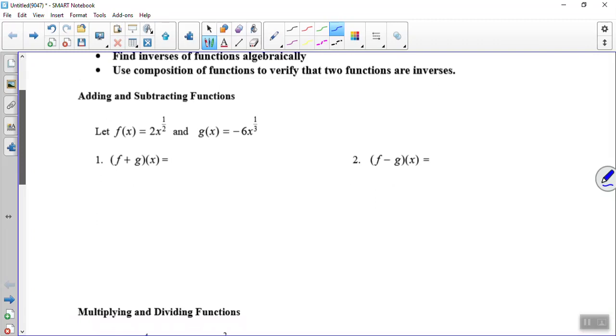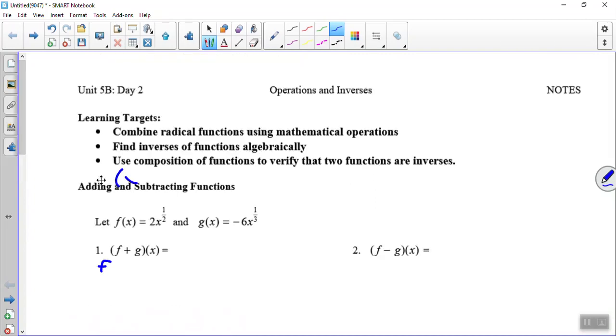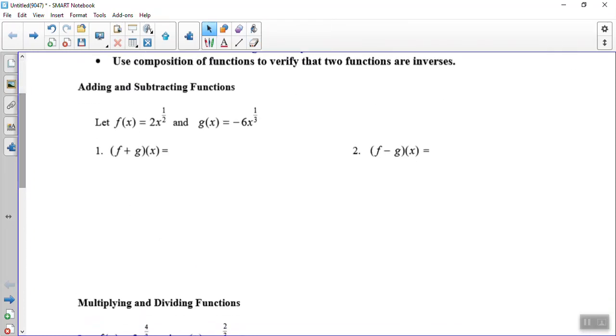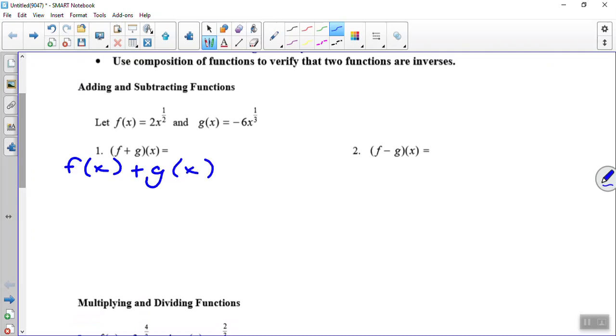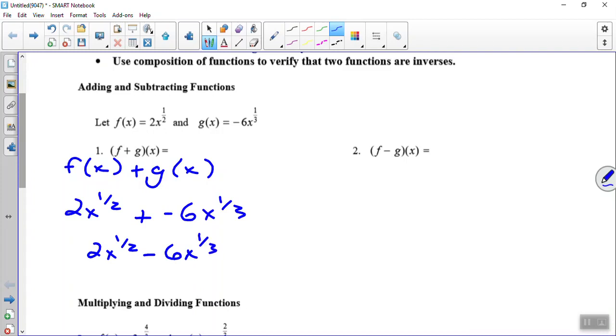All right, so you're taking f of x and g of x in this first one. What this means here, so f plus g of x, that's the same thing as f of x plus g of x. So we take 2x to the 1/2 plus negative 6x to the 1/3. You could rewrite that as 2x to the 1/2 minus 6x to the 1/3.